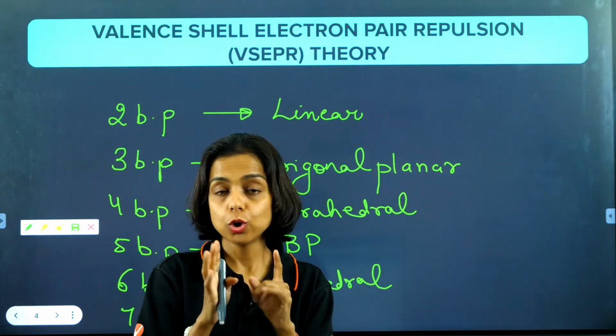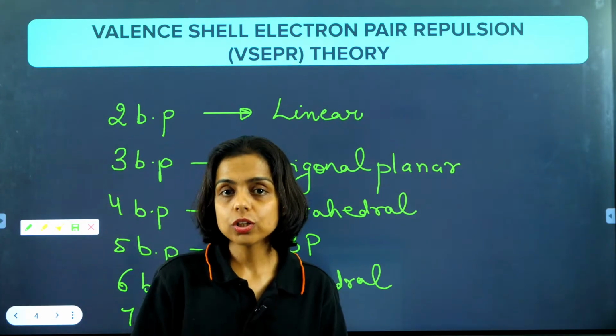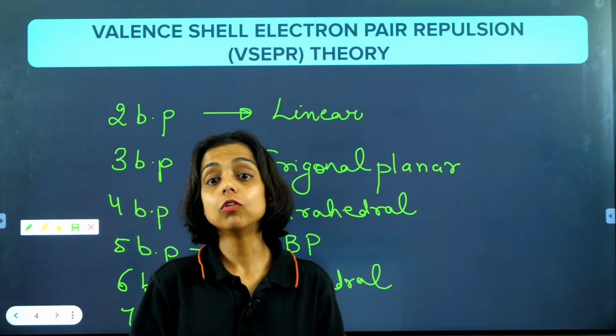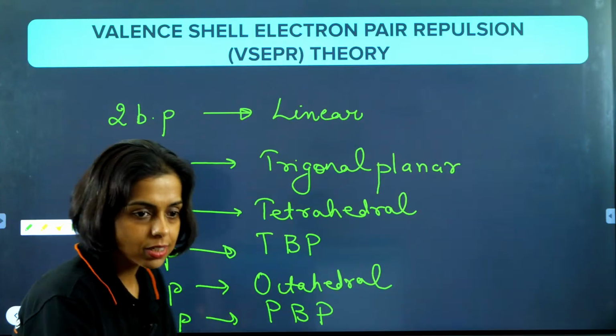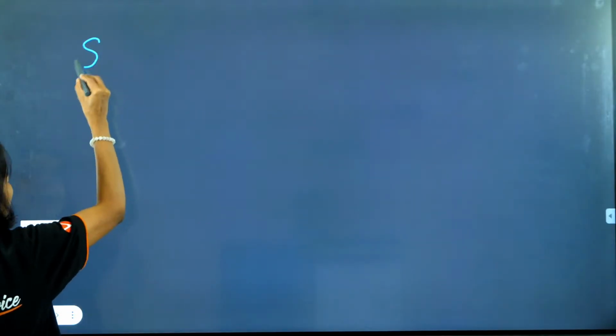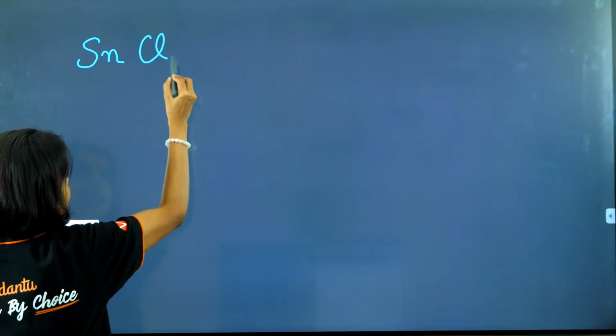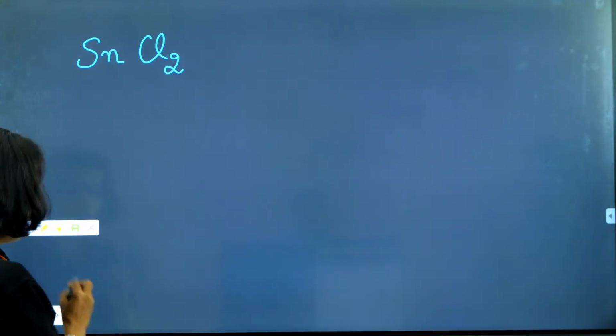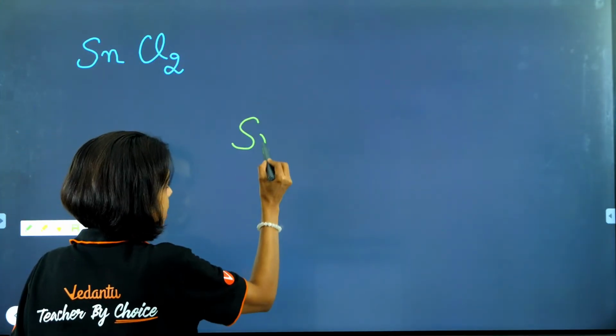Now part 2. Today we are going to know the shapes of those molecules which have lone pairs also, right? Let's quickly see those molecules, guys. Let's see. Okay, suppose I have SnCl2. This is the molecule, right? So what is the central atom, guys? Sn is the central atom, tin.